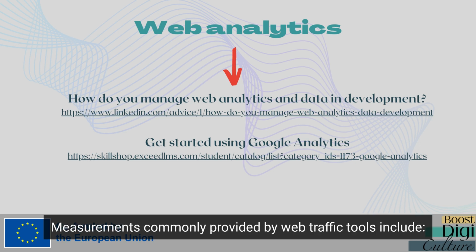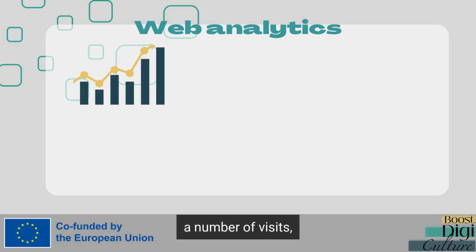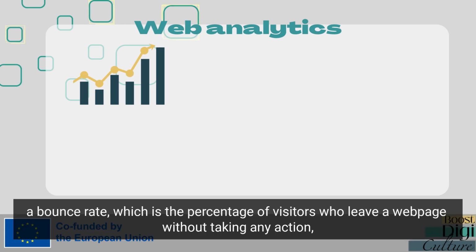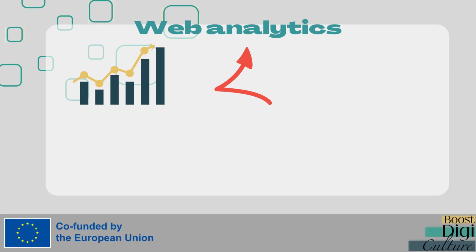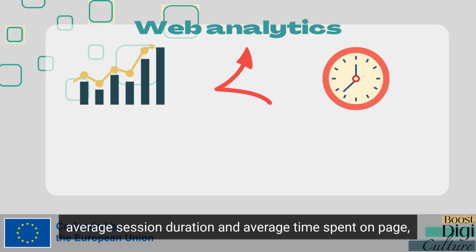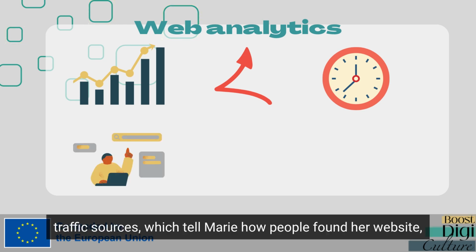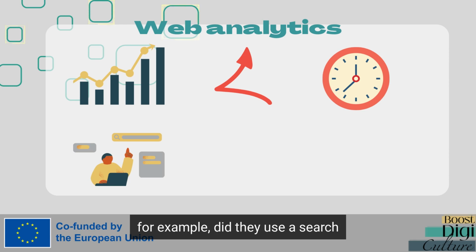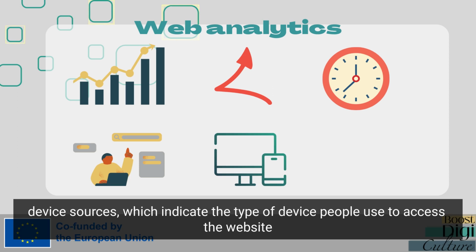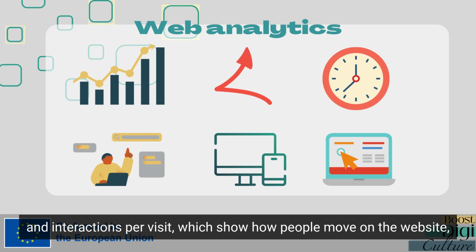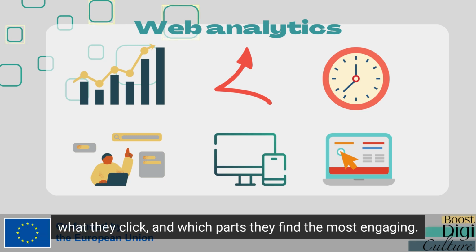Measurements commonly provided by web traffic tools include a number of visits, a bounce rate, which is the percentage of visitors that leave a web page without taking any action, average session duration and average time spent on page, traffic sources, which tell Marie how people found her website, for example, did they use a search or clicked on a link from another page, device sources, which indicate the type of device people use to access the website, and interactions per visit, which show how people move on the website, what they click, and which parts they find the most engaging.